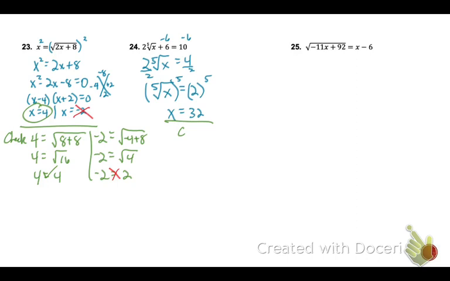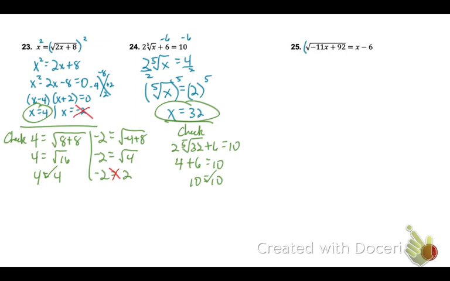Let's plug 32 back into our original equation. So we get 2 times the 5th root of 32 plus 6, and we're seeing if that will equal 10. So we get 2 times 2, which is 4. 4 plus 6 equals 10. So yes, 32 does check.